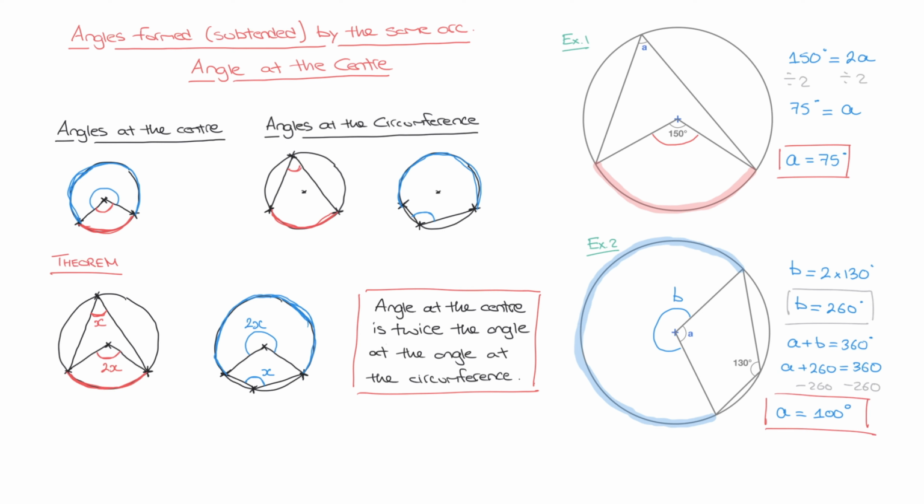And there we go. We now know about the angle at the center theorem. Remember, if the angle at the center and the angle at the circumference are formed by the same arc, then the angle at the center is twice the angle at the circumference. And that's it for this tutorial.